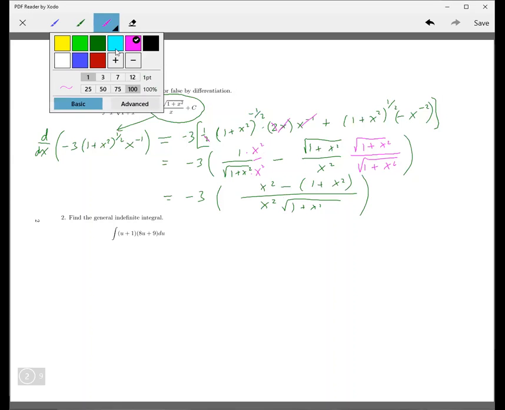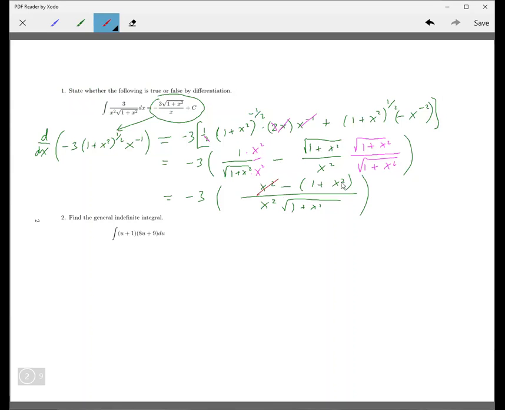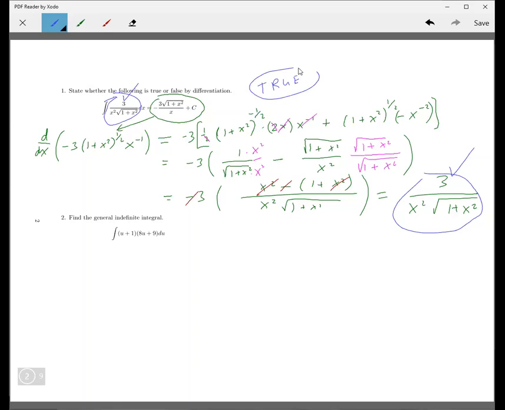And now these x squareds are going to cancel, then the negative is going to cancel. And you're just going to end up with a 3 over x squared times 1 plus x squared. And that and that match up. So the answer is true, because they're the same. The derivative of that is the same as what you're taking the indefinite integral of.